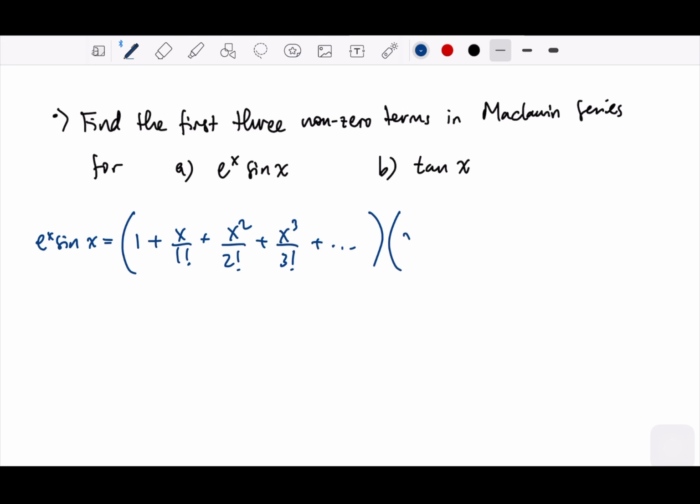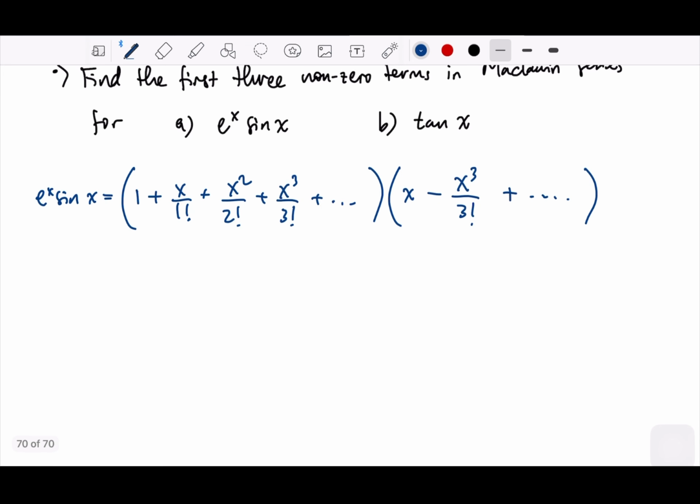And for sine, we will have x minus x cubed. I think just 2 terms is enough for sine. So how to multiply? First, we can set up the numbers. So this is e.